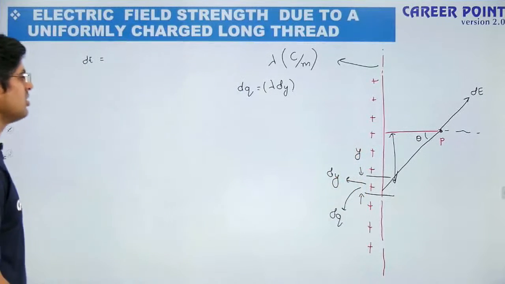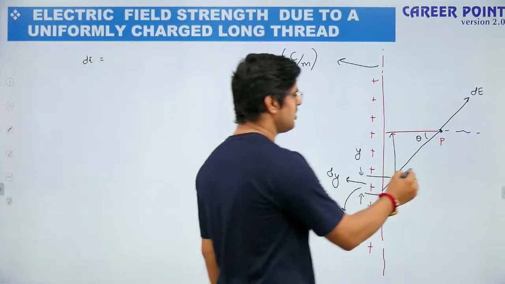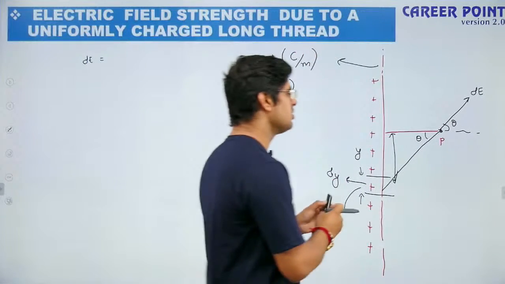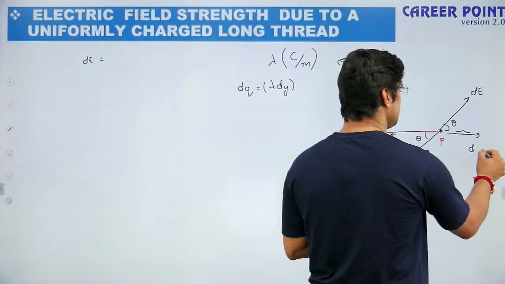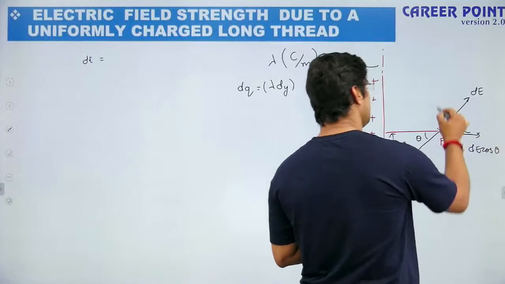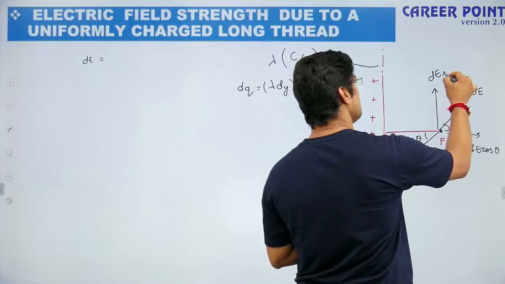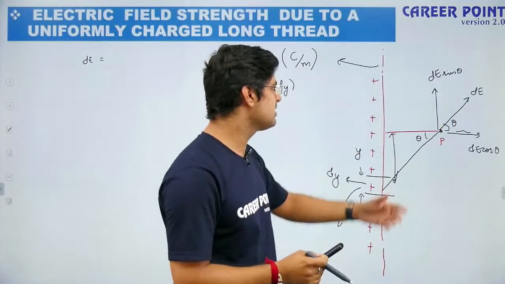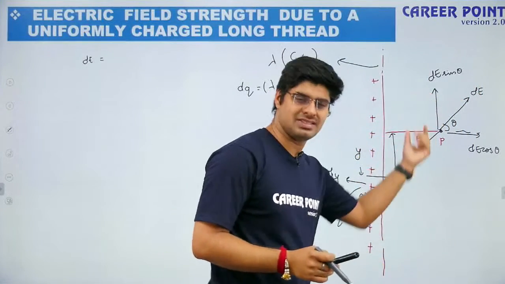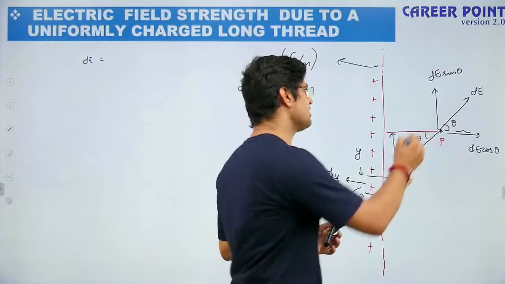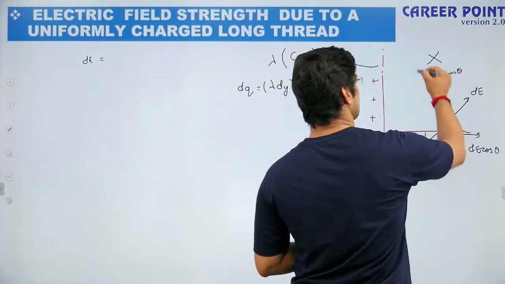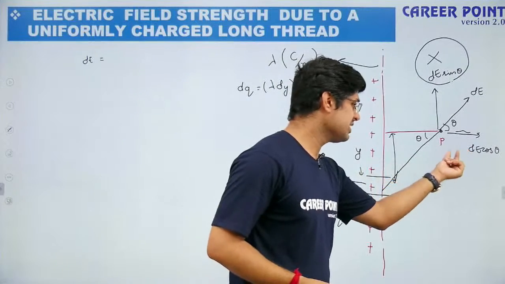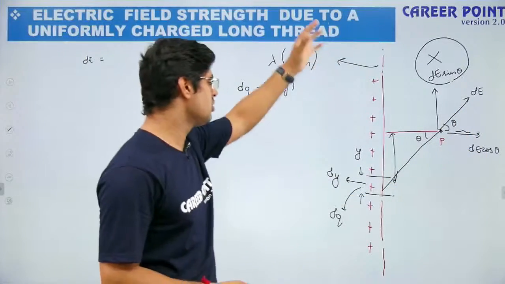Now if this angle is theta, this angle is also theta, and it is a long thread, so we can say there will be two components, dE cos theta and dE sin theta. But the bottom half of the length will give dE sin theta in the opposite direction. So we don't have to worry about this component of electric field, and we will integrate the dE cos theta component for the whole length.